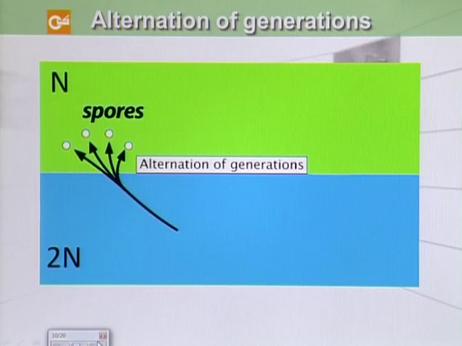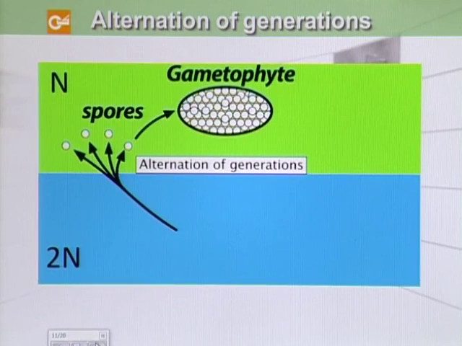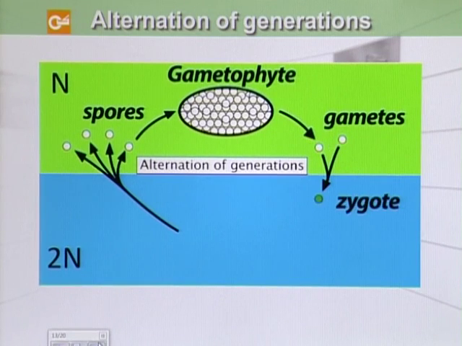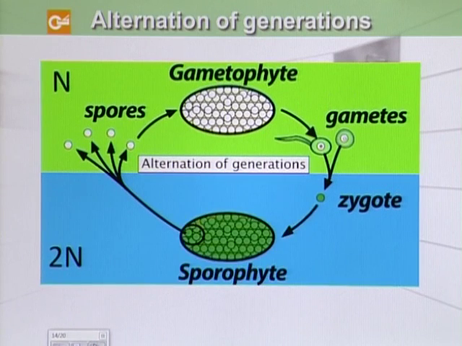which are n in number, and these spores then produce the gametophyte by the process of mitosis, and from this gametophyte gametes are produced, and when these gametes unite they form a zygote, because the union of n plus n has happened, so here the 2n condition is present. Then from the zygote the sporophyte develops, which is 2n or diploid, and which then produces spores via the process of meiosis.